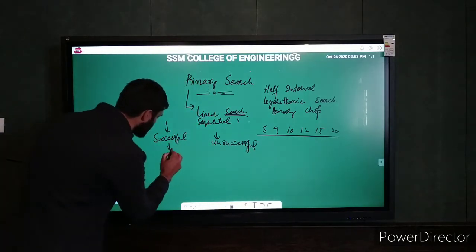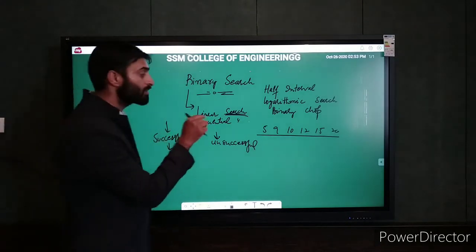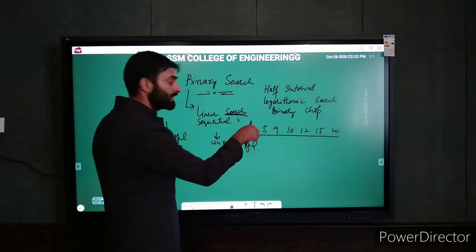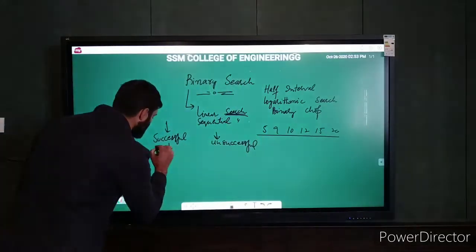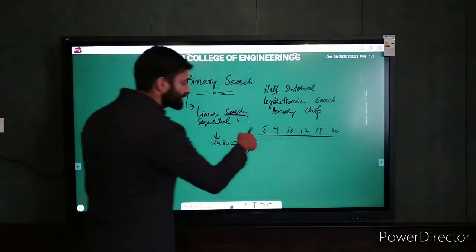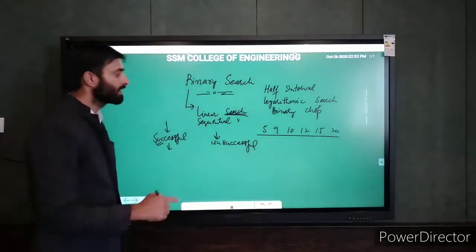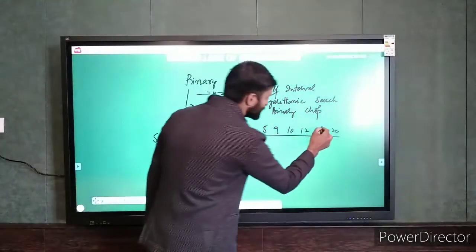By successful search we mean that when the element we are going to search for is present in this array, we will say the search is successful, else we will say the search is unsuccessful, right? For example, I have to find 15 over here.